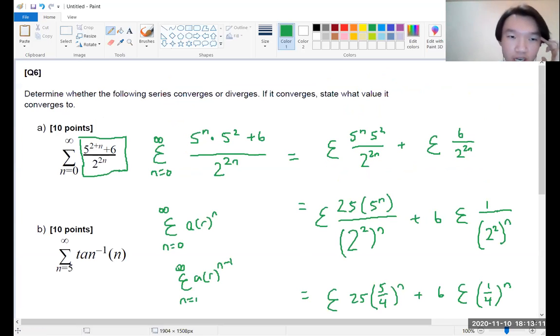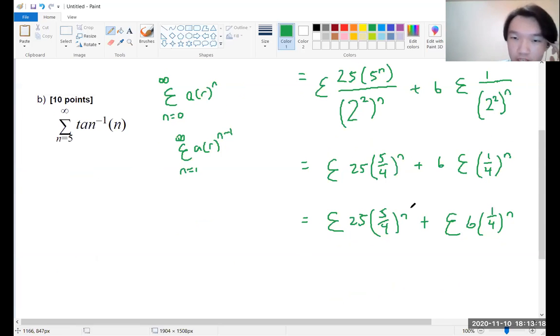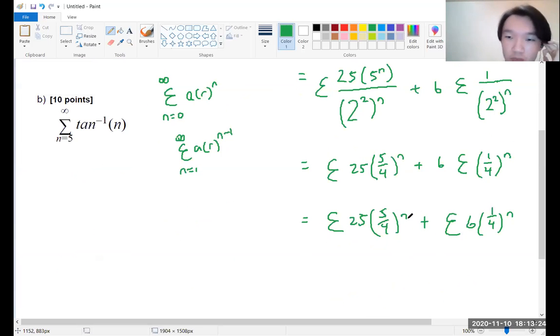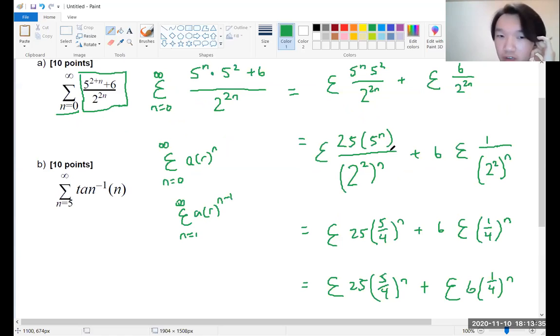Keep in mind that our index was 0, right? So because our index was 0, we have to get the exponents to be just n. And if the index was 1, then you have to get the exponents to be n minus 1. Okay, so just keep that in mind. So this is fine. Let's try to find the values of these series. So who remembers the formula for the sum of an infinite geometric series?